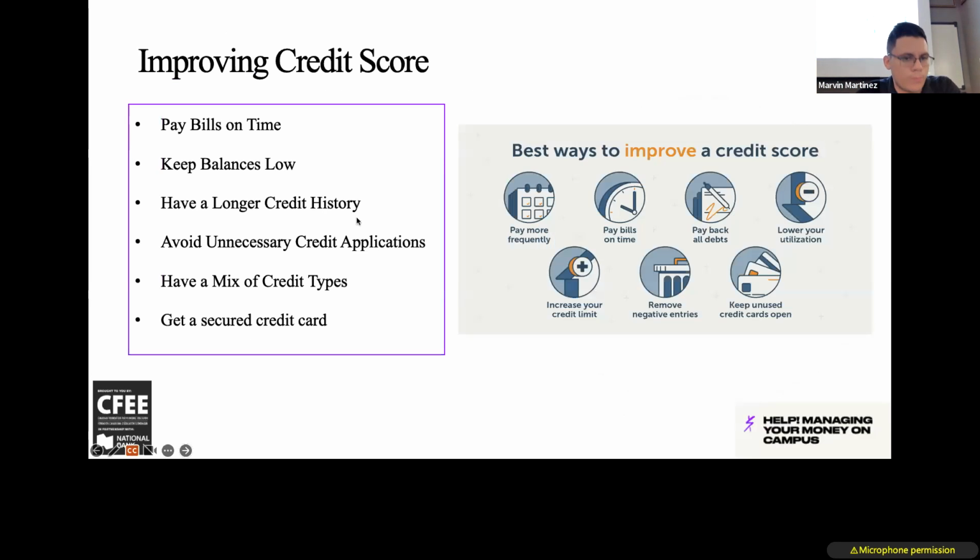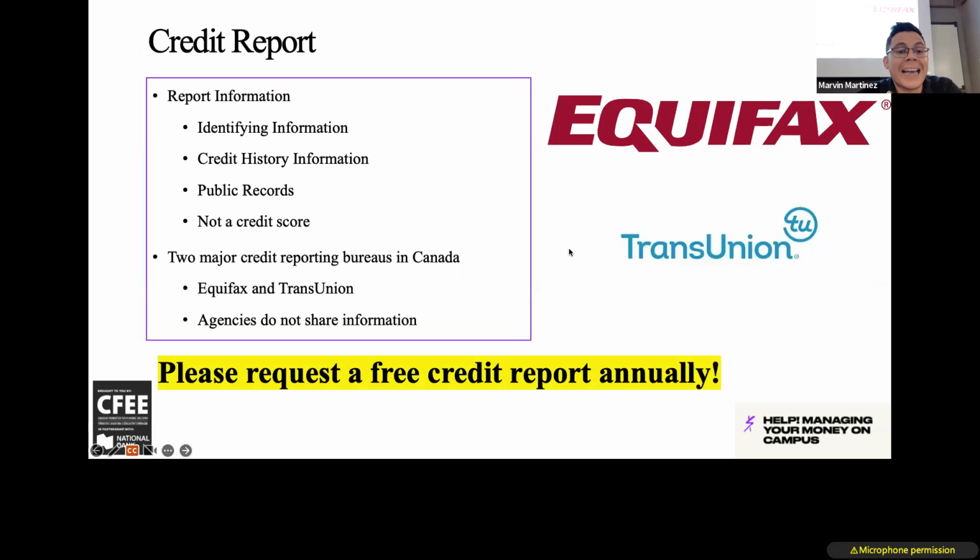Okay, so ways to improve your credit score: pay bills on time, keep balances low, have a longer credit history, avoid unnecessary credit applications, have a mix of credit types, get a secured credit card. We can get these reports free every year from Equifax or TransUnion. Those are the companies here in Canada that help with that. Like I said, not that anybody's paying me from Scotiabank, but we do have it free. Probably lots of banks have those type of things.